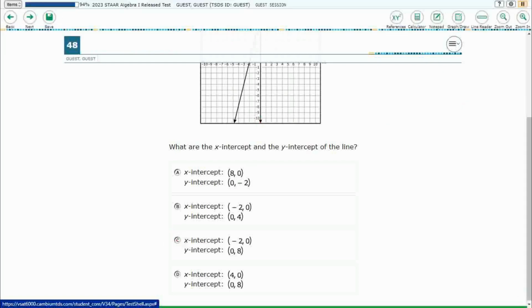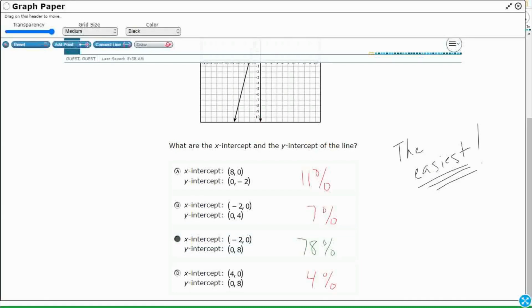And let's see how we did across the state of Texas. Well, it took us 48 problems, but we finally found the easiest problem on the test.